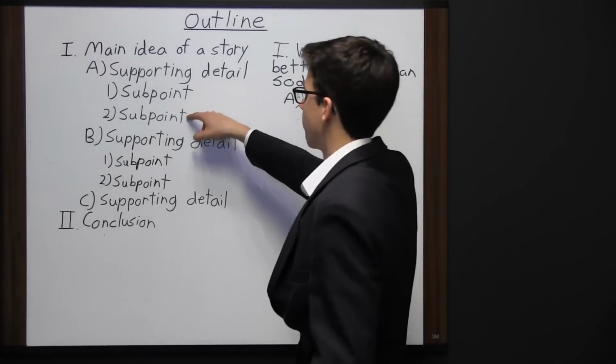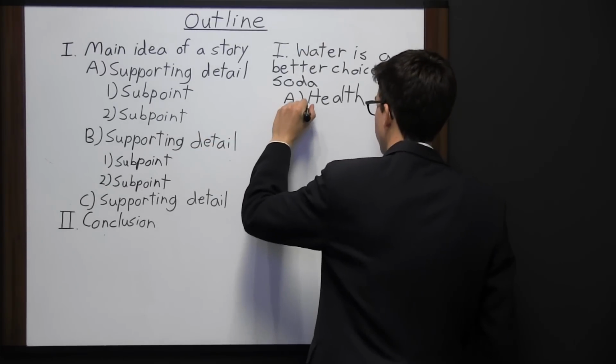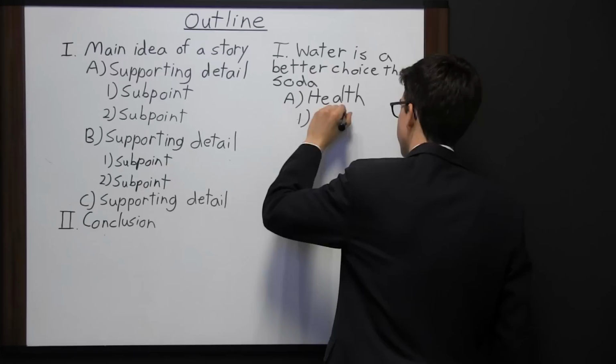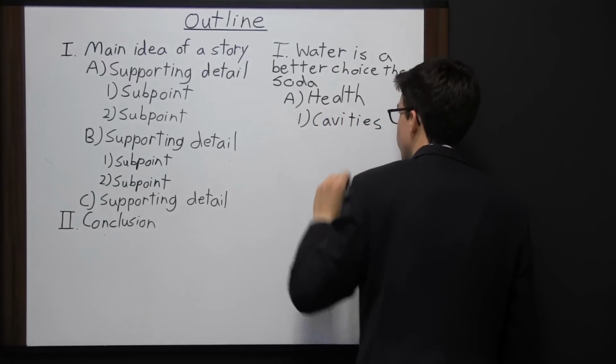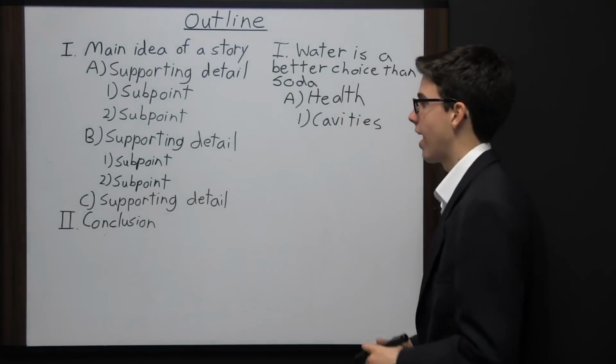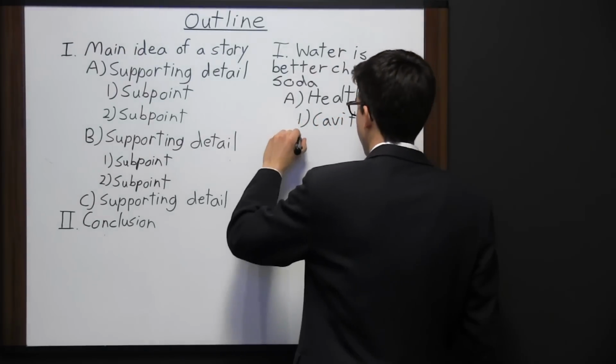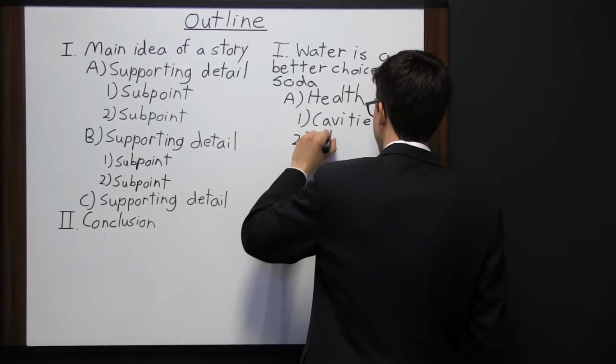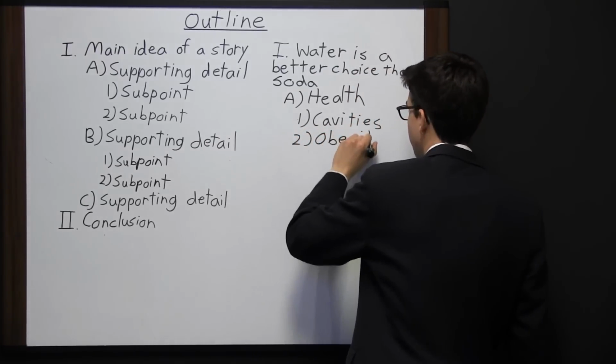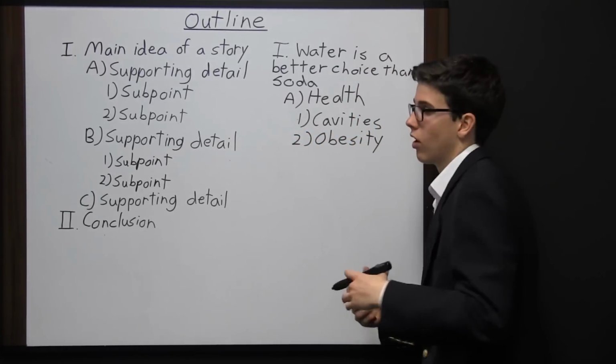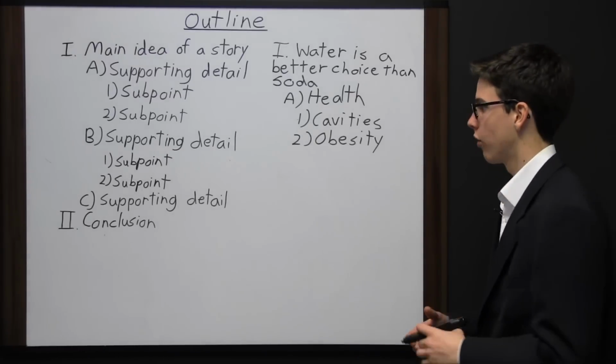So notice here then we have subpoints. So I do my first subpoint where I talk about cavities. All the sugar in soda contributes to people having cavities on their teeth. And then the second subpoint is going to be about obesity. Many times people who drink soda get overweight because soda is so unhealthy.